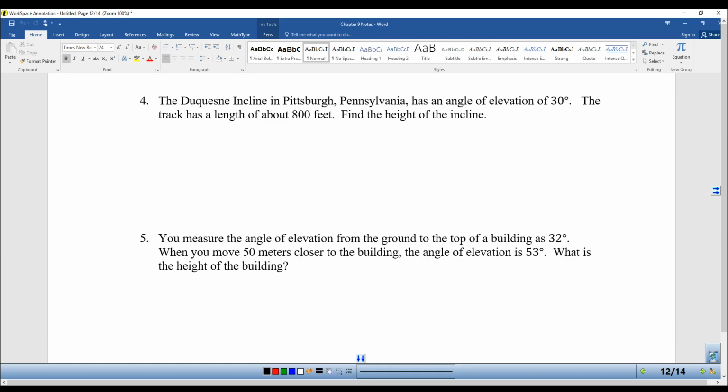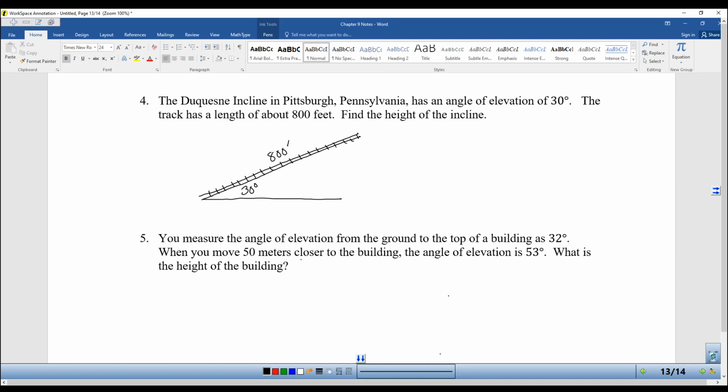I hope you're enjoying the word problems. I really like them. The Duquesne Incline in Pittsburgh, Pennsylvania has an elevation of 30 degrees. The track has a length of about 800 feet. Oh, so this is the track this time. So this is another incline. It's the Duquesne Incline. There's also Duquesne University. And its angle of elevation isn't anywhere near as steep, even though I probably drew it exactly the same. It has an angle of 30 degrees, and the track length is 800 feet.